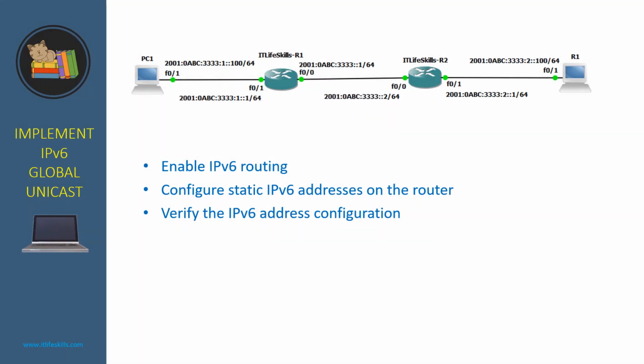Let's implement IPv6 global unicast on IT Life Skills Router 1 in this network. Here are the basic steps. First, we need to enable IPv6 routing. Then we configure static IPv6 addresses on the router. Finally, we will verify the IPv6 address configuration.